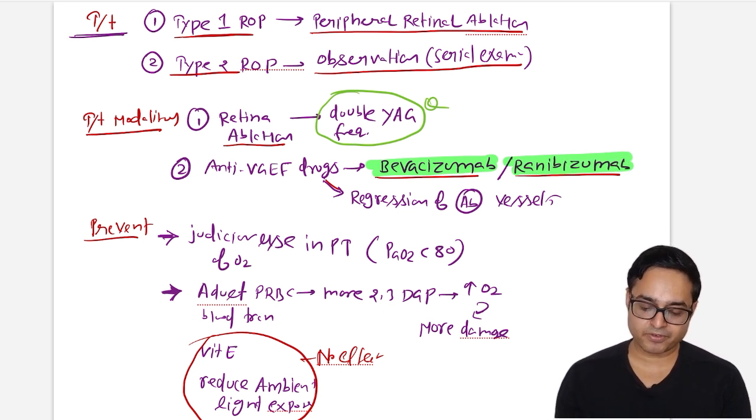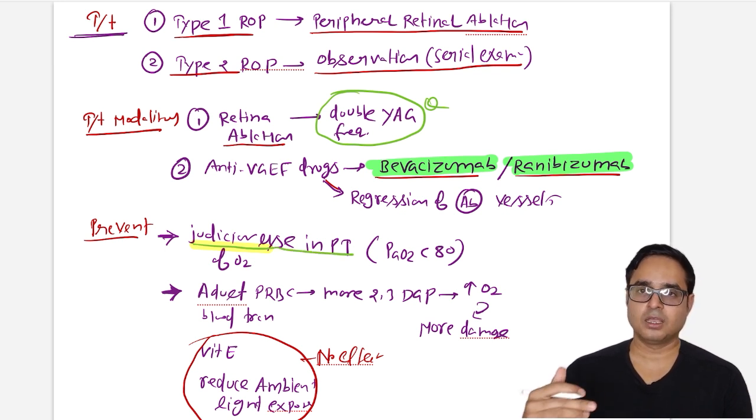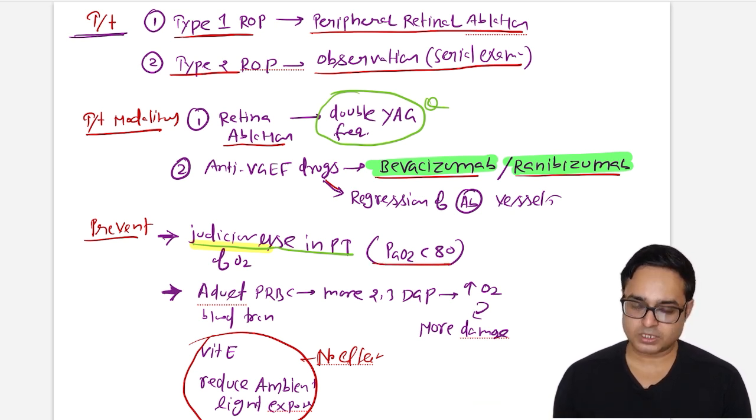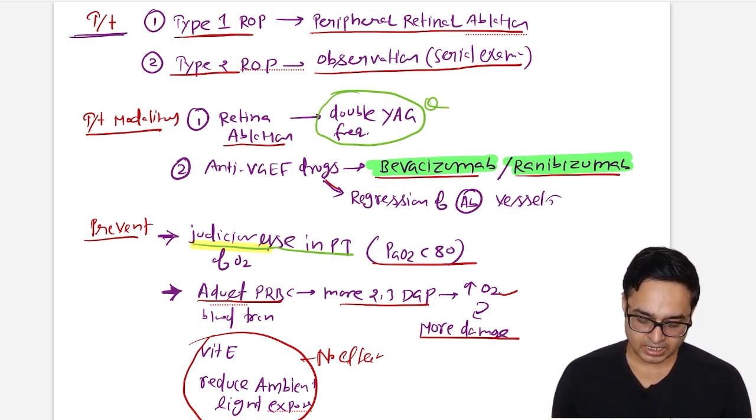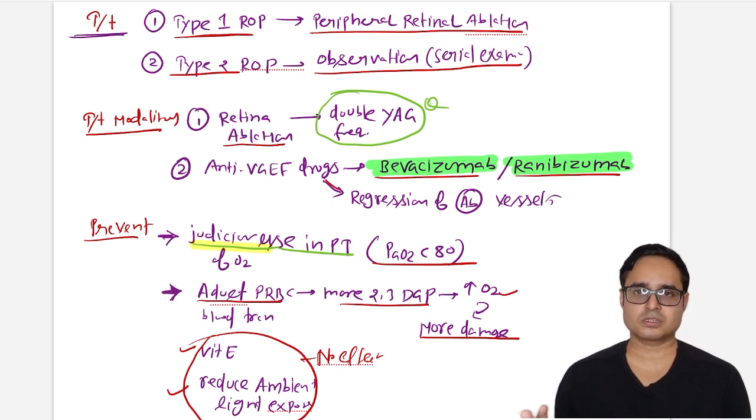So how will we prevent retinopathy of prematurity? Judicious use of oxygen in preterm neonates should be done according to SpO2 protocols after hours of birth. Generally PaO2 more than 80 is associated with retinopathy of prematurity; PaO2 should be less than 80. Adult RBC transfusion has more 2,3 DPG, which releases more oxygen, leading to more damage. So blood transfusion should follow strict guidelines; we do not need to over transfuse neonates. Vitamin E and reduced ambient light exposure are not effective, not studied so much.